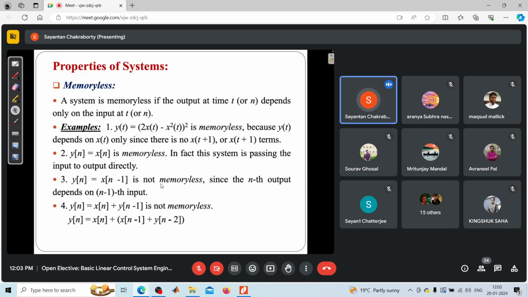So how? This y[n minus 1] can be written by replacing n by n minus 1: x[n minus 1] plus y[n minus 2]. Again, y[n minus 2] will be x[n minus 2] plus y[n minus 3], and so on. So finally what you will have is x[n], x[n minus 1], x[n minus 2], and so on. So obviously the output at any instant n will be a function of the input signal starting from minus infinity to that instant.